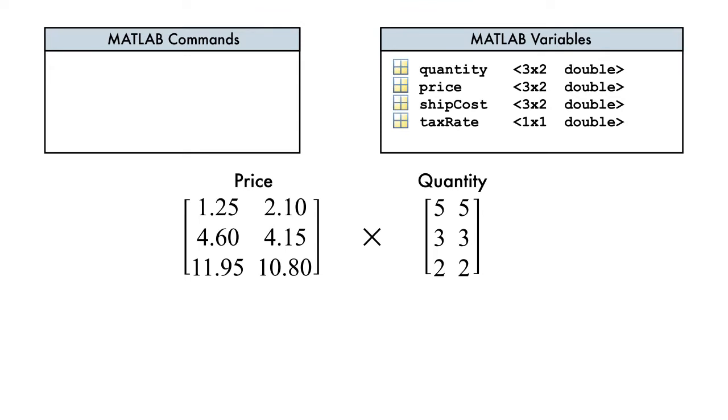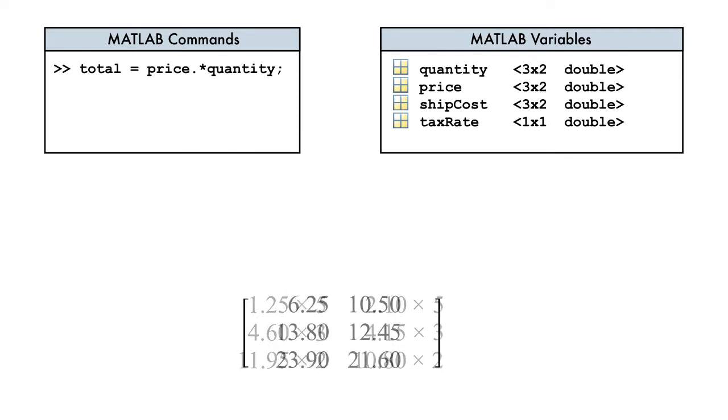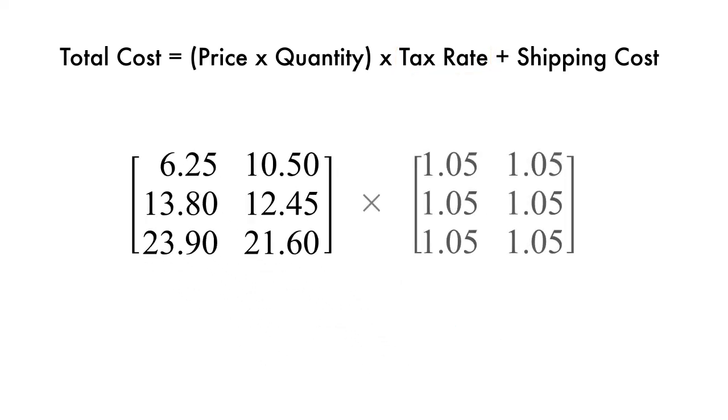Getting back to our example, let's compute the element-wise product of the price and quantity matrices and assign the results to the variable total, which contains the price per unit times the quantity for each product sold by each supplier. Recalling the cost formula, our next task is to multiply each element in the matrix total by the tax rate. We could do this using element-wise multiplication, but we'd first have to create a new matrix where each element has the same value.